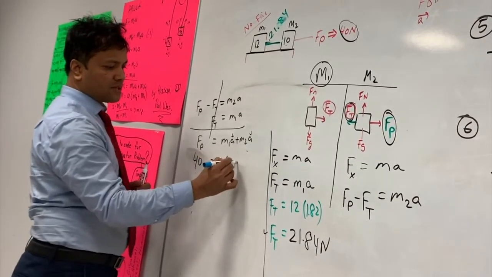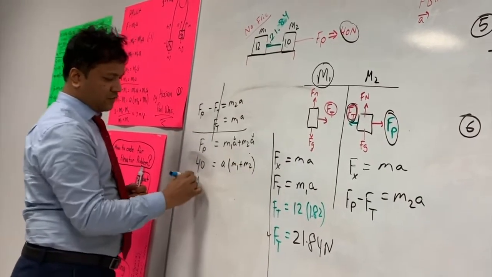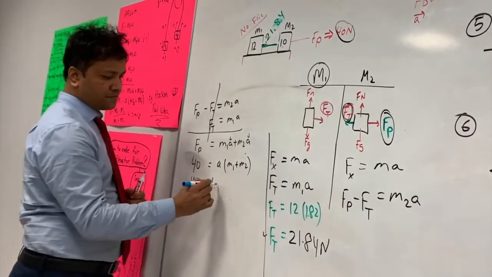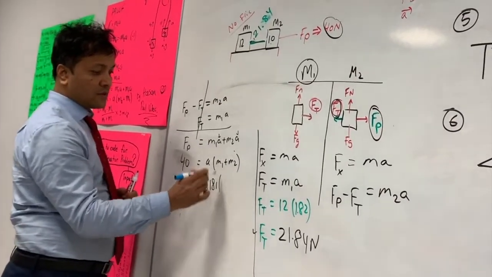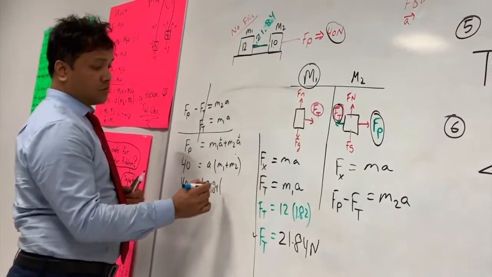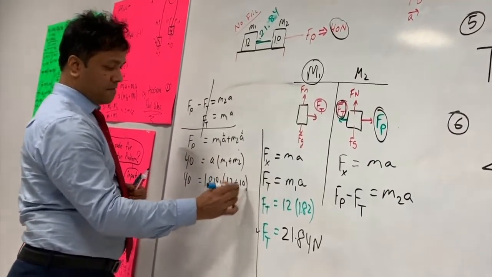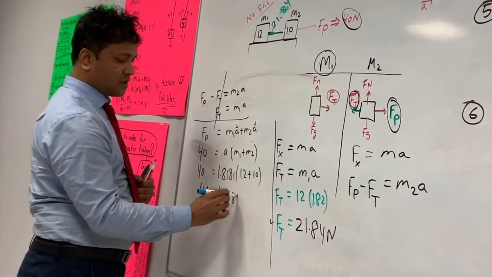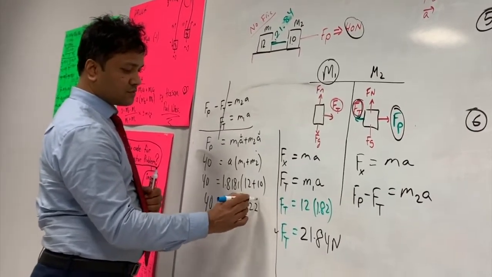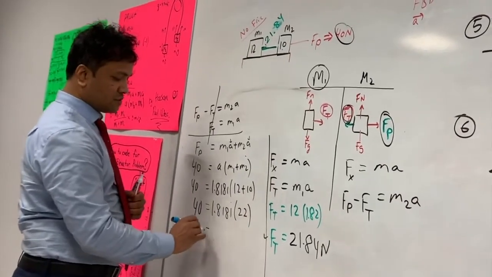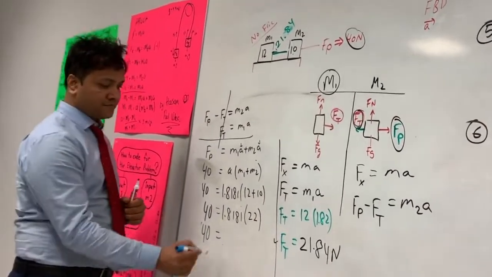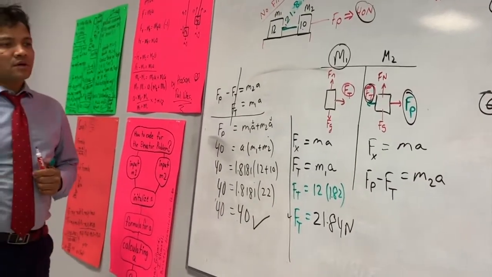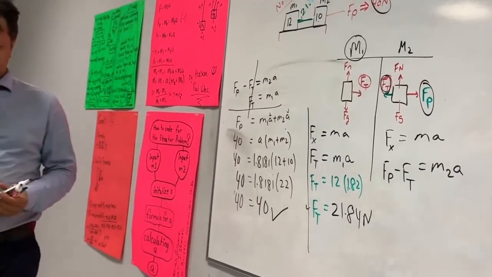A times m1 plus m2. So 40 is equal to, A is 1.8181. M1 is 12. M2 is 10. So 40 is equal to 1.8181 times 22. So 40 is equal to 40. 39.99. Good. Okay? Awesome.